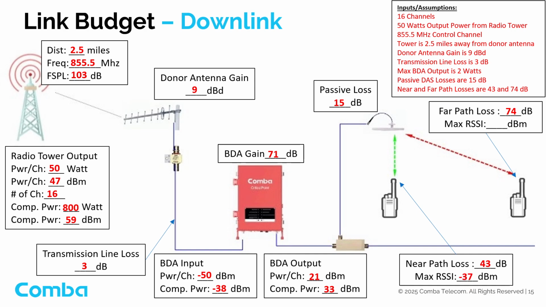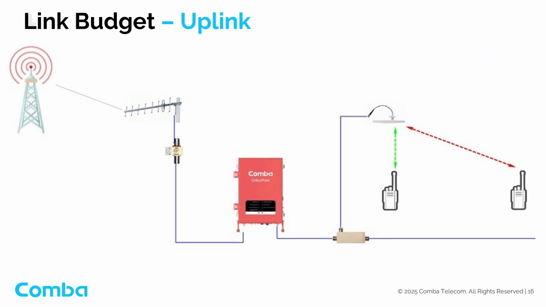Similarly, to calculate the far radio received signal power, we use the formula. The far radio received signal power is equal to the BDA output power per channel minus the passive DAS loss minus the far path loss, which gives us 21 dBm minus 15 dB minus 74 dB equals negative 68 dBm.